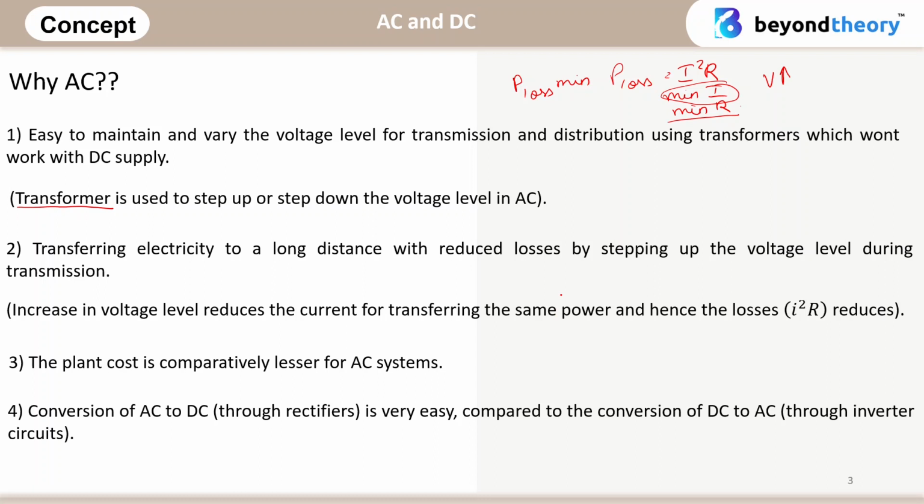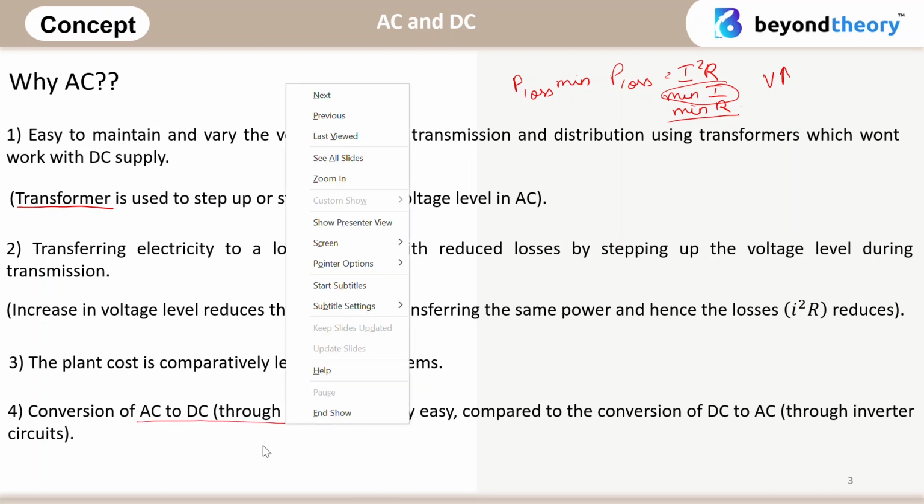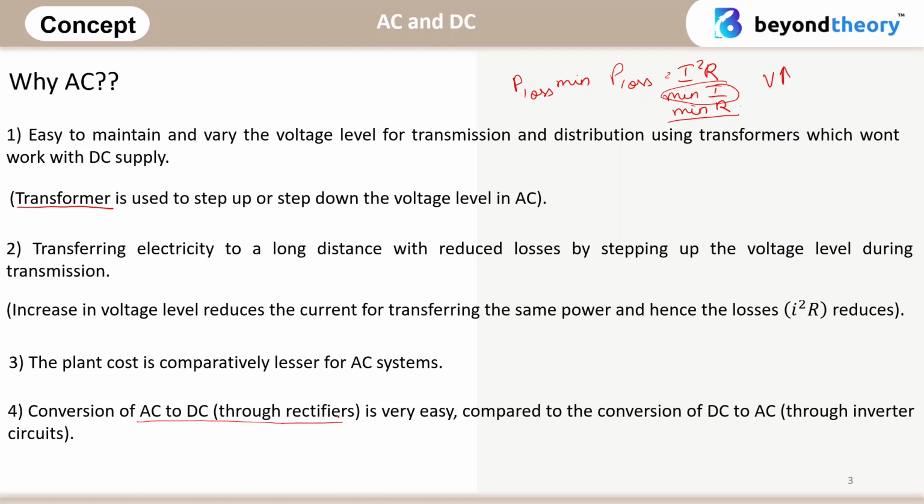Now, another question that crops up in our minds is why we cannot use high voltage DC as against AC. Well, there are two reasons for that. One, the plant cost is comparatively lesser for AC systems, and two, conversion from AC through rectifiers is much easier when compared to the conversion of DC to AC.